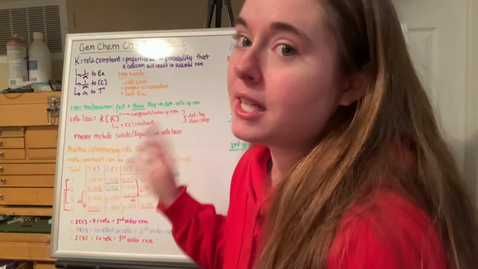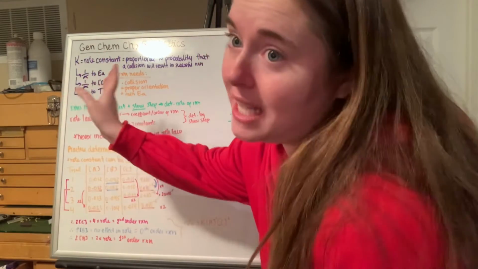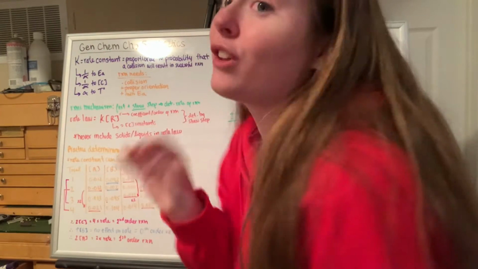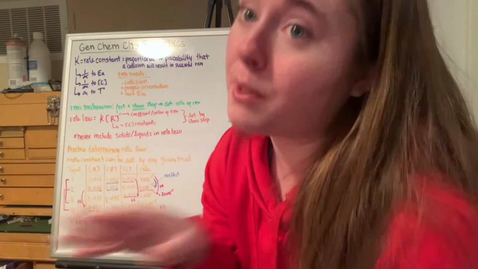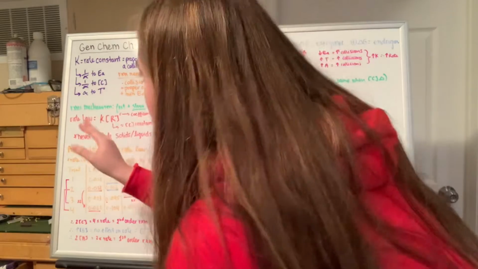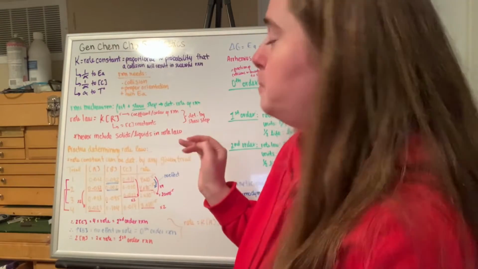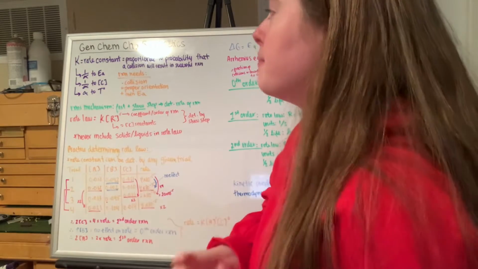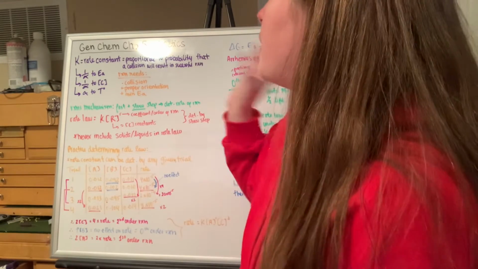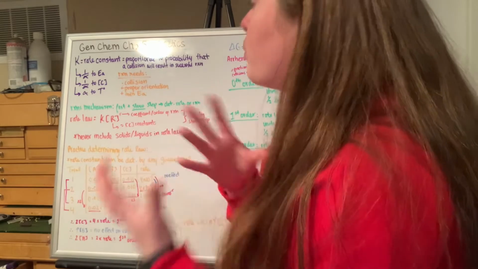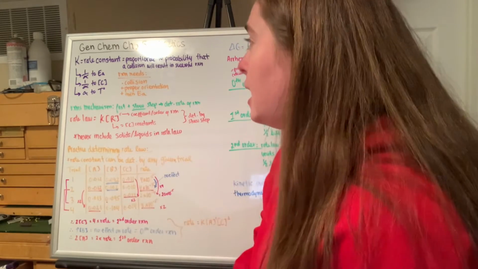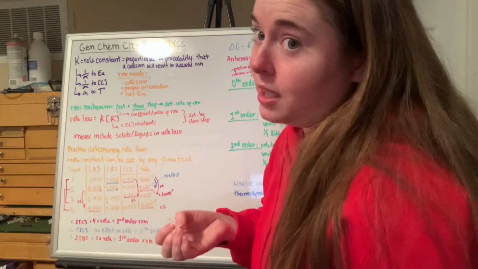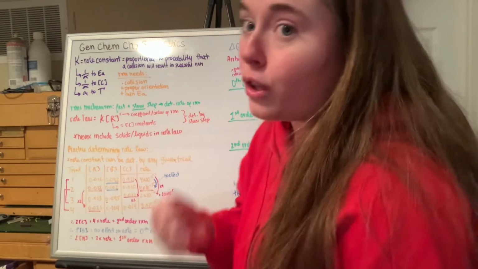All right, so first, the most important thing to note in this chapter is the lowercase k is the rate constant. And I say lowercase k because in the next chapter we will see another K. But for this, lowercase k for kinetics is the rate constant. And the value of that number represents the proportion of probability that a collision will result in a successful reaction.